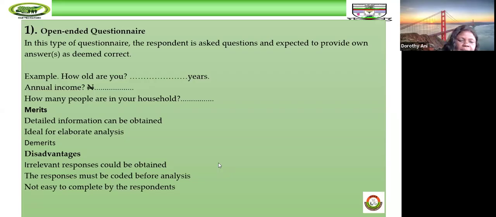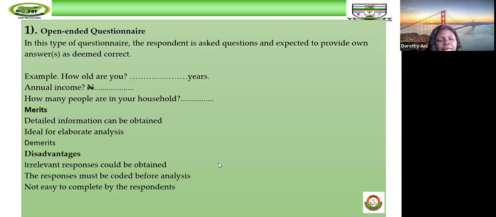One is that it gets detailed information. Just like if you are asking about, maybe you go to an IDP camp and you ask them what are the problems they encounter in this IDP camp. When you ask such a question, the respondents will really tell you honestly what the problem is. If it is the real problem that is worrying him, he will tell you.